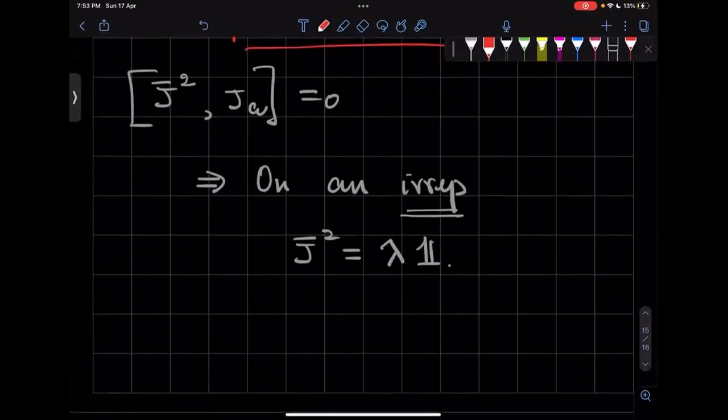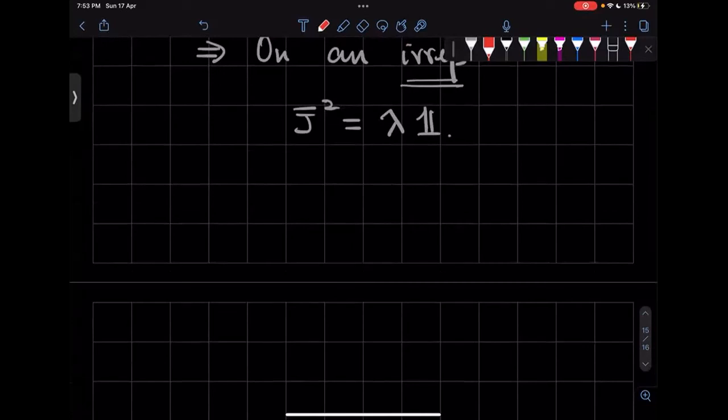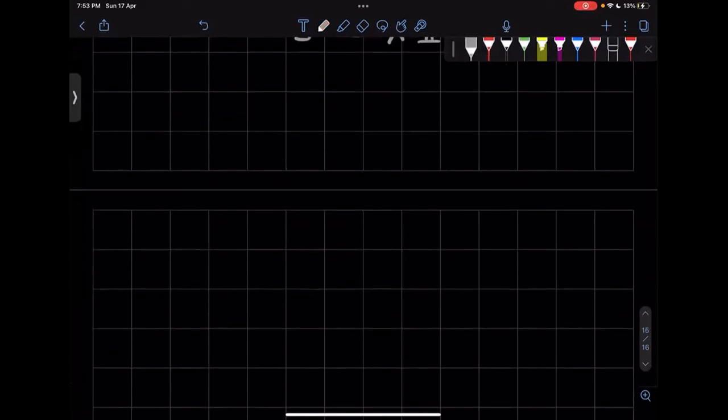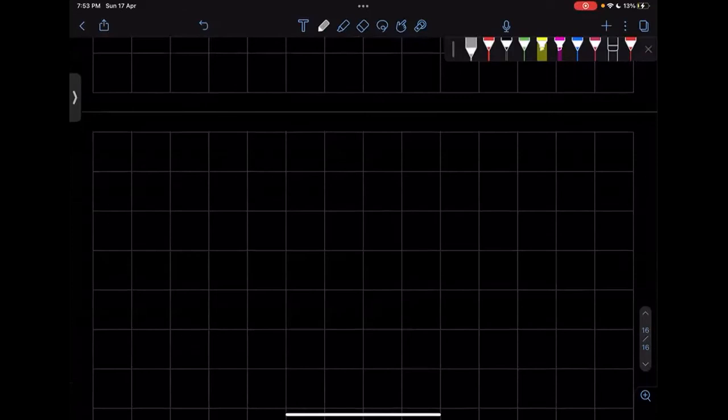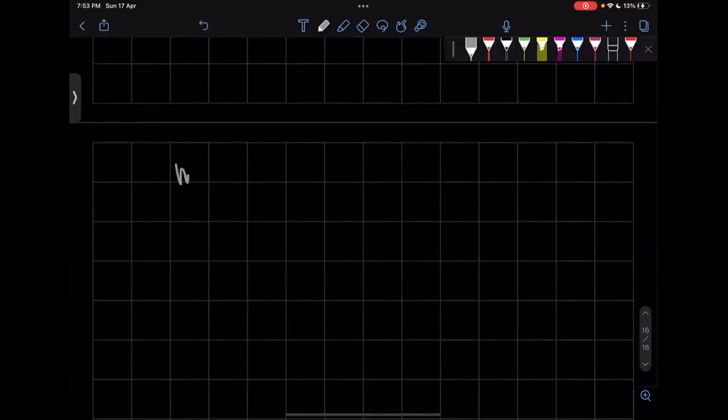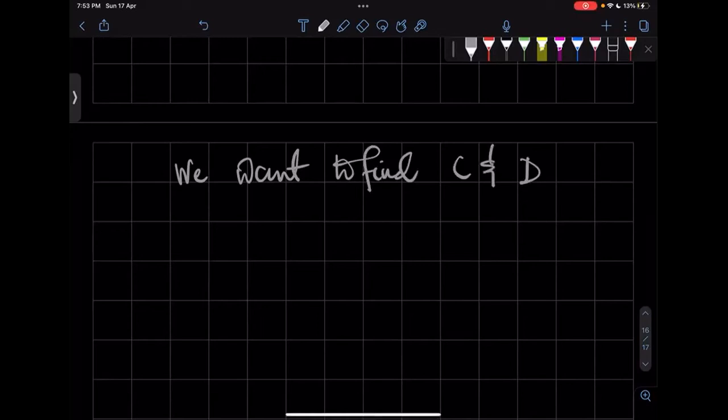Now, we want to find what C and D are. They will allow us to find the whole representation. We want to find C and D. You might say, oh, they're just proportionality constants. Why are they so important? You will see that they are the key. They allow you to build the matrices explicitly, and we shall do that.